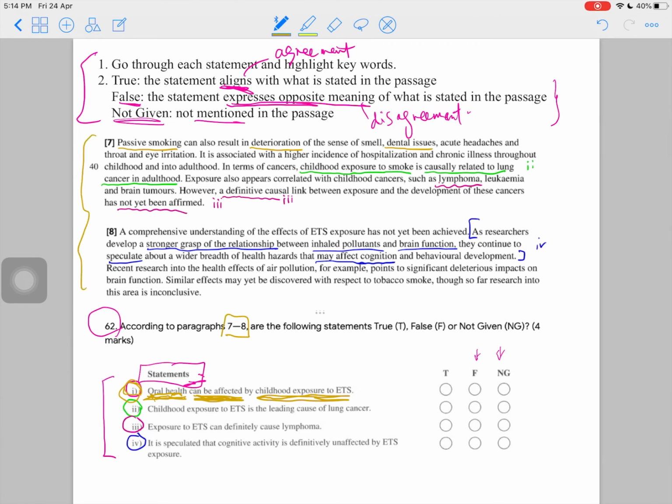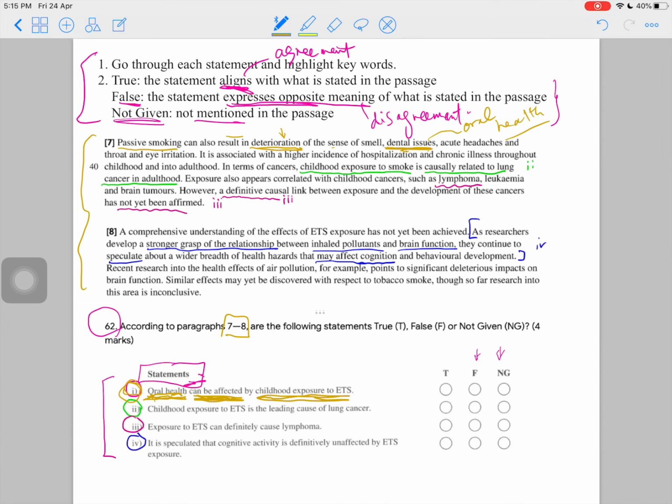Passive smoking can also result in deterioration, that's like bad, deterioration of the sense of smell. Oh, dental issues right here. Of course, dental issues and oral health, we're talking about the same thing. Dental, teeth issues. Oral health is what's inside your mouth.